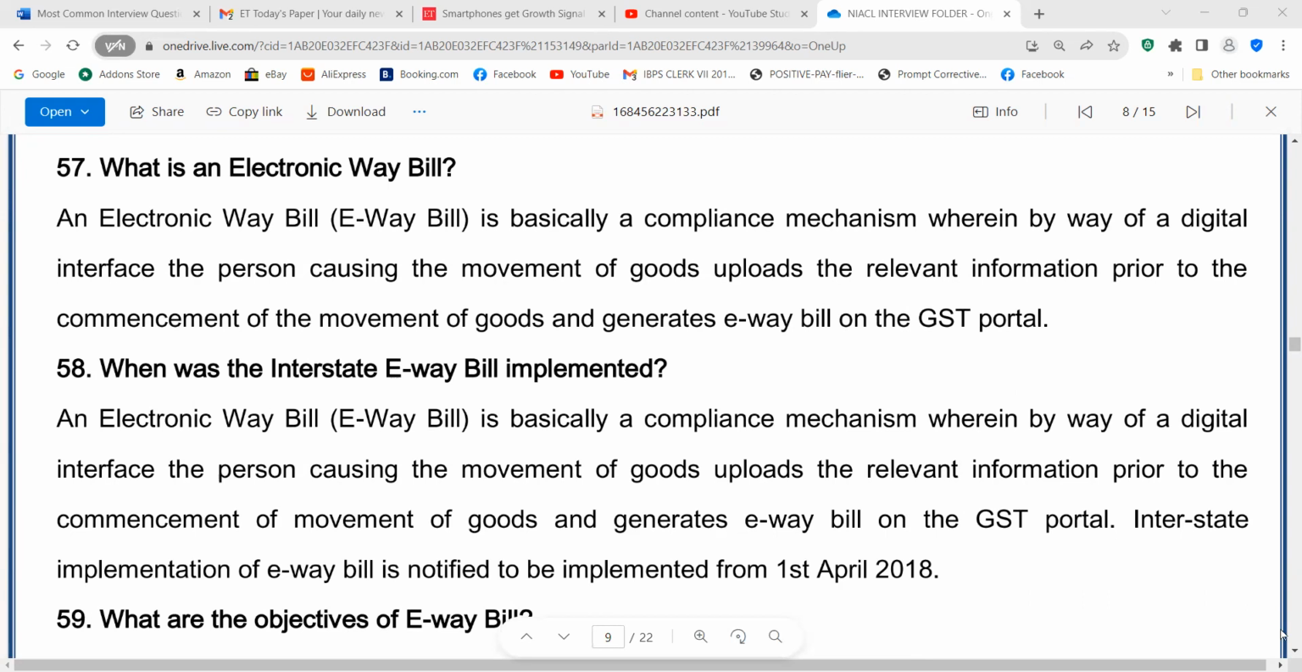An electronic waybill is basically a compliance mechanism wherein by way of a digital interface, the person causing the movement of goods uploads the relevant information prior to the commencement of the movement of goods and generates the e-waybill on the GST portal. Interstate implementation of e-waybill is notified to be implemented from 1st April 2018.